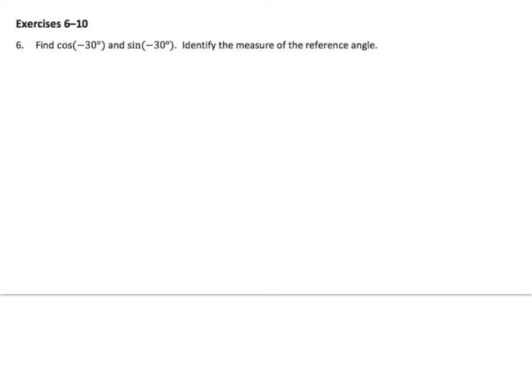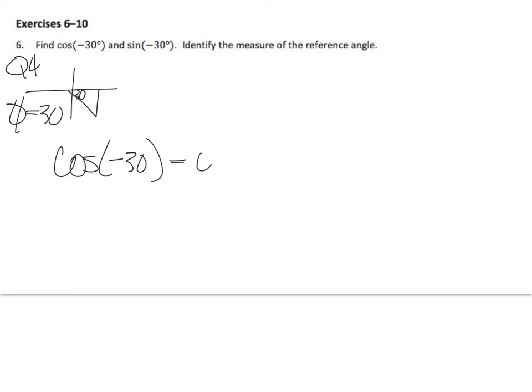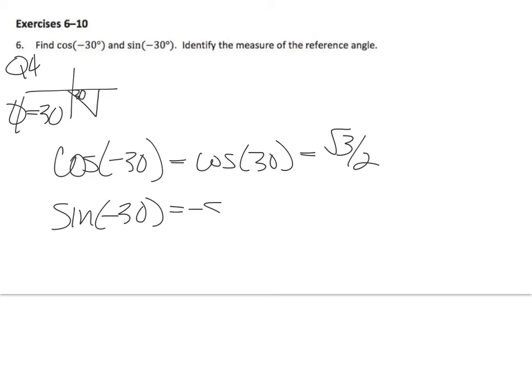Okay, the first one's, see which quadrant we're in. If we go negative 30 degrees, we're in quadrant 4. Our reference angle is 30. So we have cosine of negative 30, which is just plain old cosine of 30, which is square root of 3 over 2. And then sine of negative 30, which is negative sine of 30, because we're in quadrant 4, equals negative 1/2. Let's try another one.